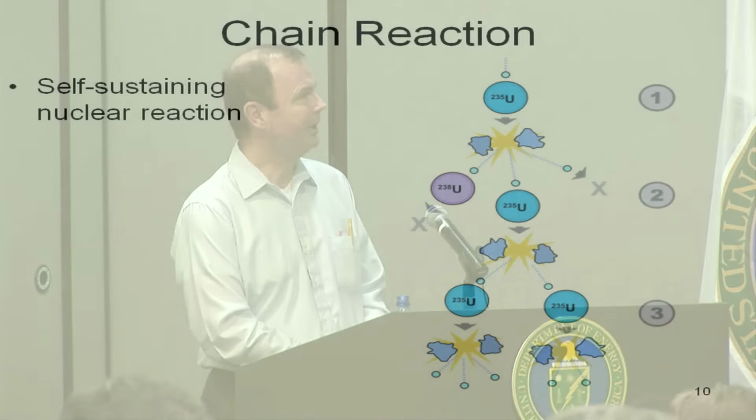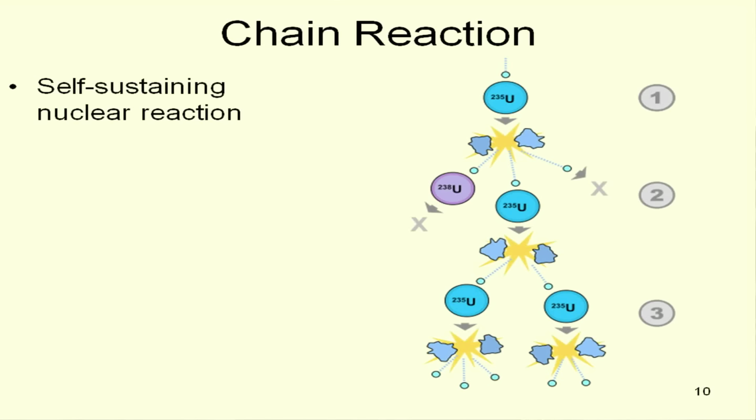Now the concept of a chain reaction. We start up here with a U-235 and a neutron magically appears, hits the U-235 nucleus, and it fissions. And you get a couple of fission products, and you get about three neutrons. The number is more like 2.7, but you get three neutrons.